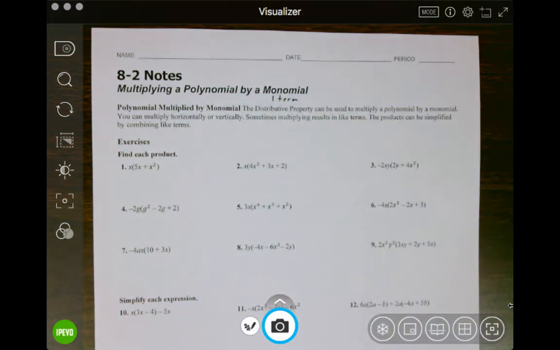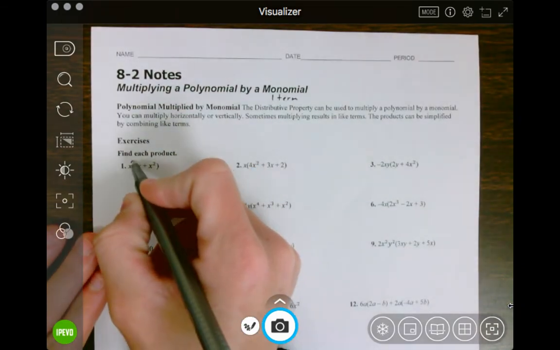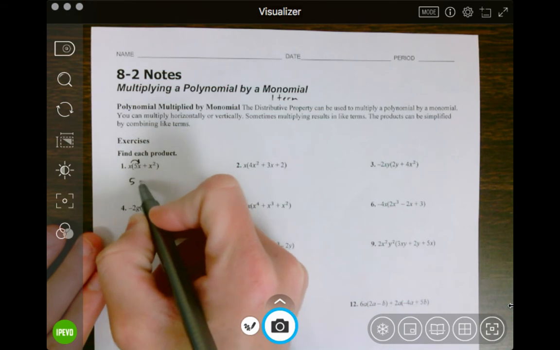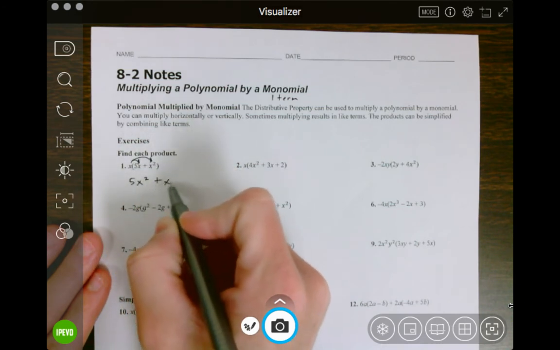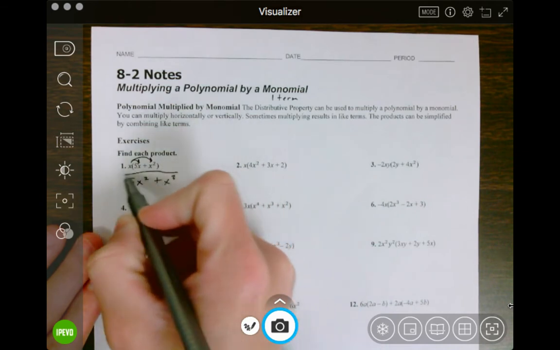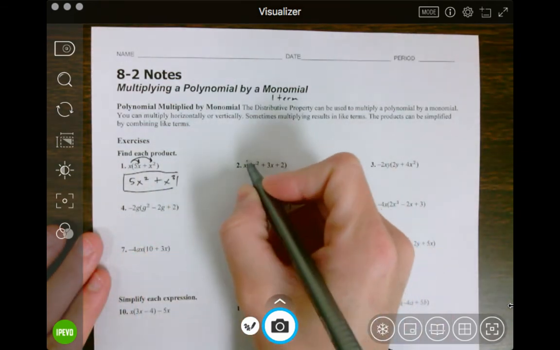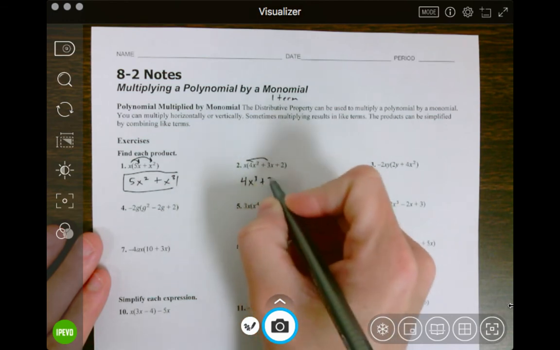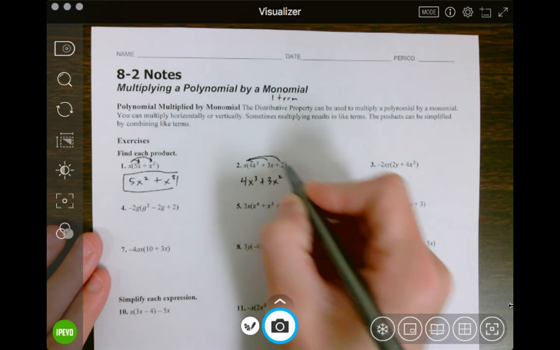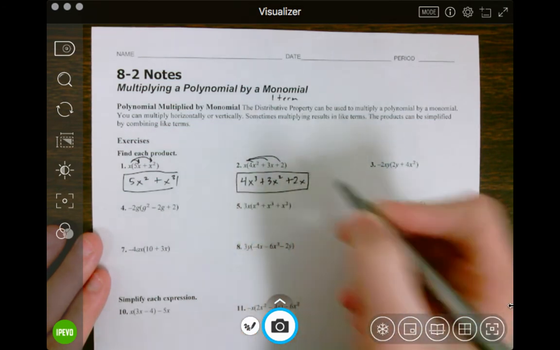Okay. So the first part here says find each product. So I have x on the outside, so we're just going to distribute. So x times 5x would give me 5x squared, and then x times x squared would give me x cubed. And that is all we are doing. So like number 2, you get 4x cubed plus 3x squared plus 2x.